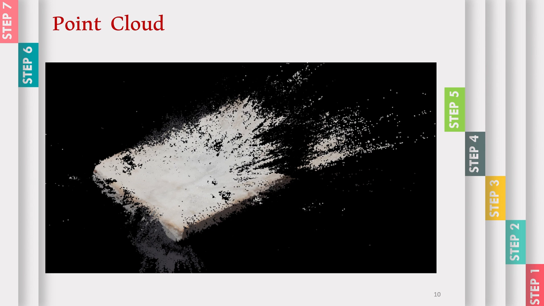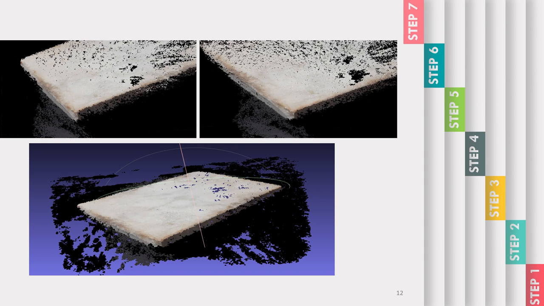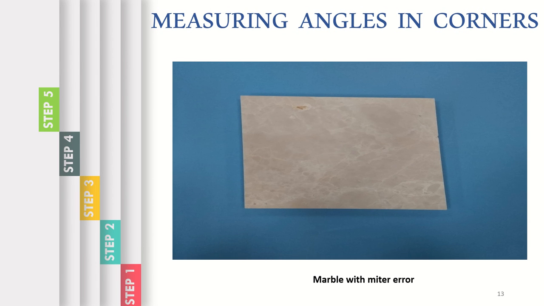Point cloud: we finally got a point cloud, but in this point cloud we have noise, and we delete the noise in the next step, and we have a clear point cloud here, and a few images too belong to the point cloud. So 3D modeling is finished here, and we are passing to measuring angles in the corners.